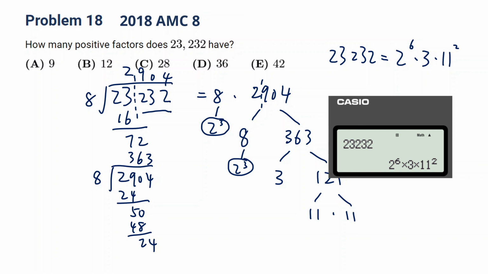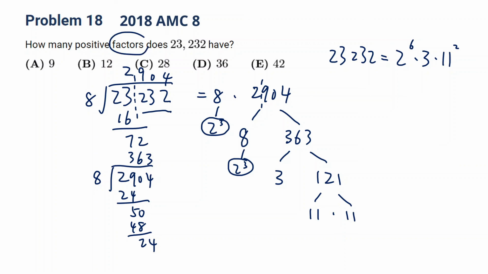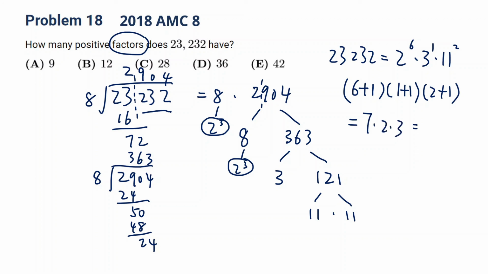Now we can use the method we previously discussed. So the total number of factors will be 6 plus 1. This is 3 to the power of 1, so 1 plus 1, which is 2. And 2 plus 1. Multiplied together, it will be 7 times 2 times 3. So the answer will be 42.